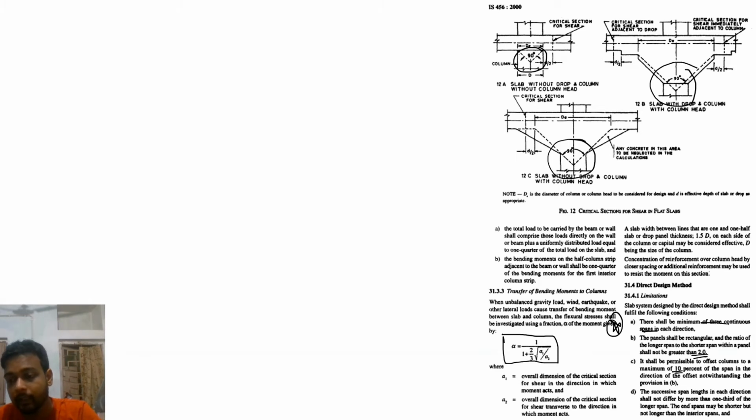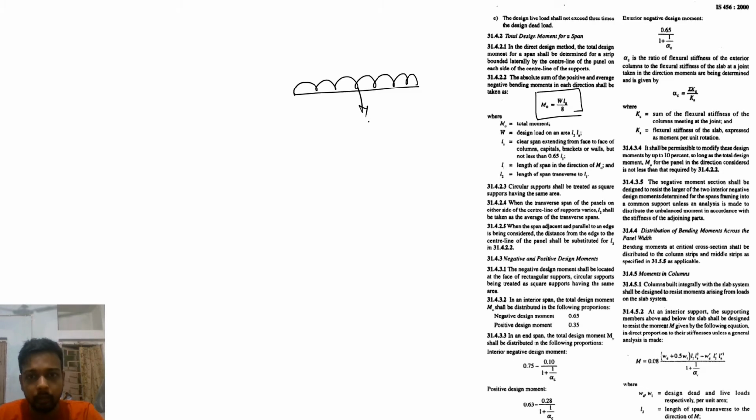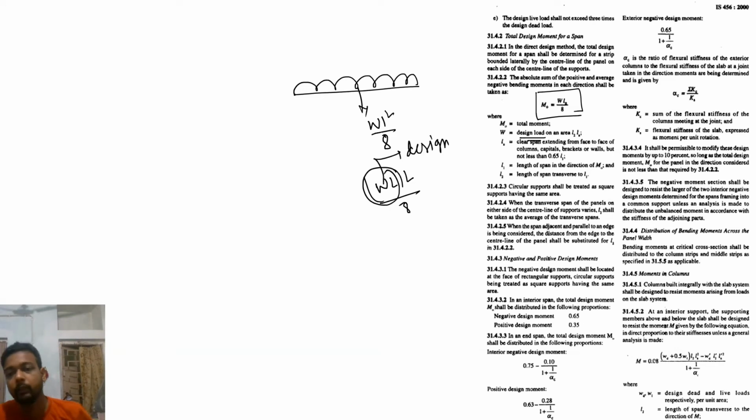The successive span length in each direction shall not differ by more than 1/3 of the longer span. The end span may be shorter but not longer than the interior span. This is the total design moment, that is WL/8. How is WL/8 coming? It is simple: the moment should be WL squared by 8, where W is the design load on the area, so you can say W into L by 8. WL is your total design load. That is why WL by 8.